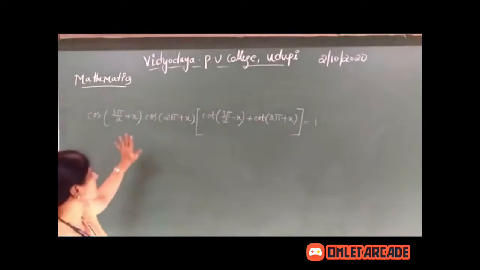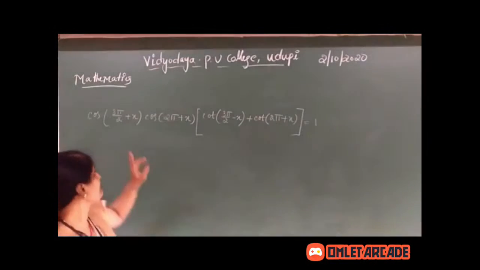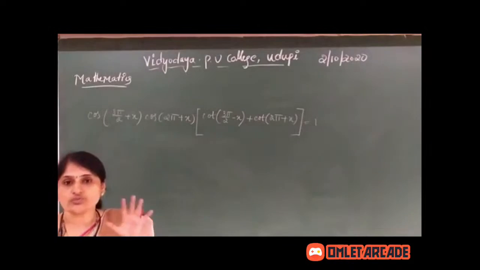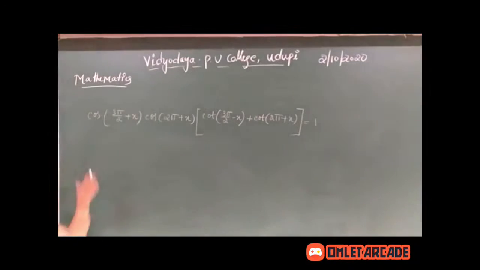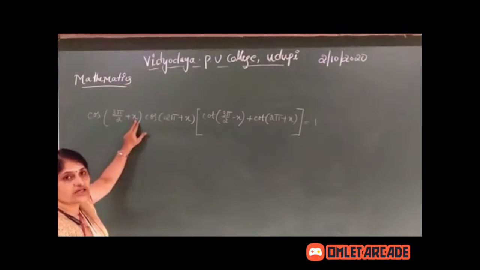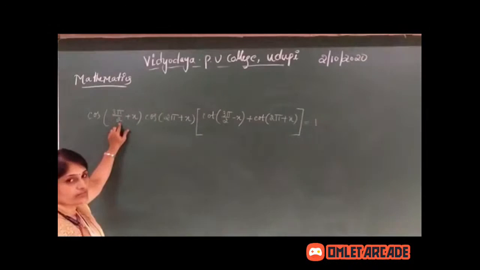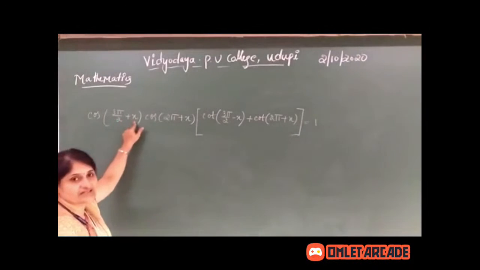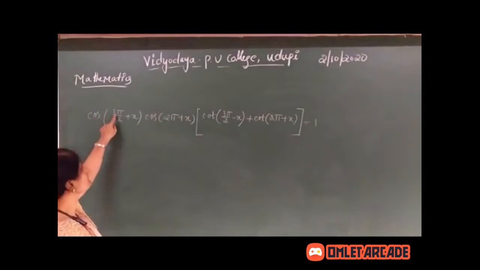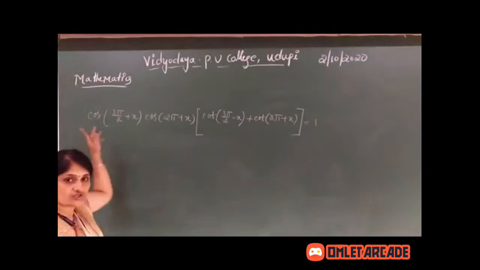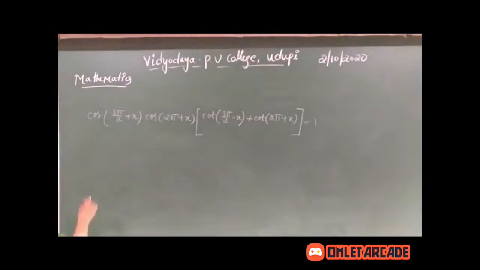What you need to do is see these values, in which quadrant the angles lie, and accordingly you put the sign. Now if you look at the first one here, cos of 3 pi by 2 plus x. Now 3 pi by 2 means 270 plus theta, in the fourth quadrant. Cos is positive. So here with 3 pi by 2, the cos ratio changes to sin. So we have sin x. Clear?